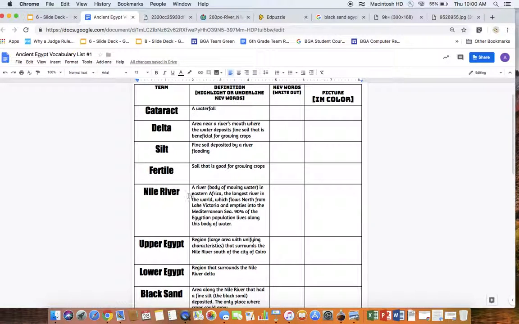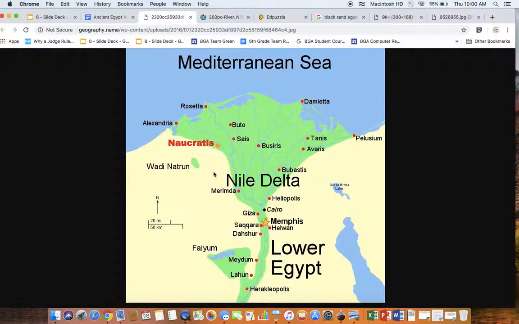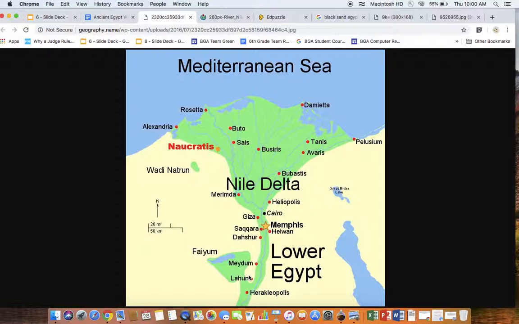The next one is Nile River, which is a body of moving water in eastern Africa, the longest river in the world. It's 4,000 miles long, flows north from Lake Victoria, and empties into the Mediterranean. 90% of the Egyptian population lives along this body of water. Here's a map of the Nile River. This is the delta, right? If you think about this as an arm and this as a hand, all these are different tributaries that empty out into the Mediterranean Sea.